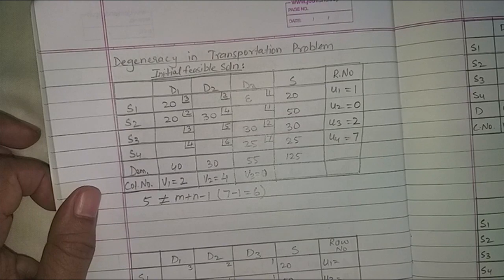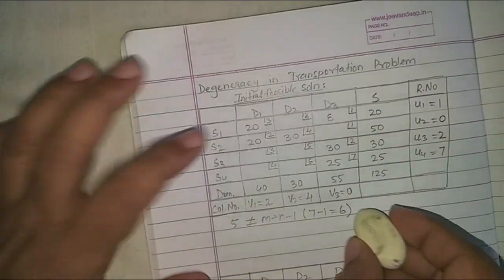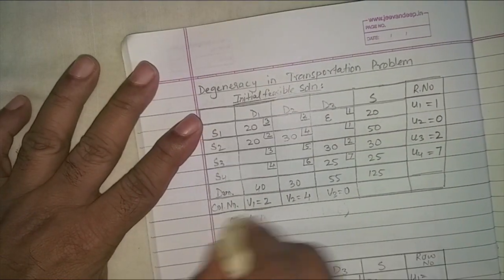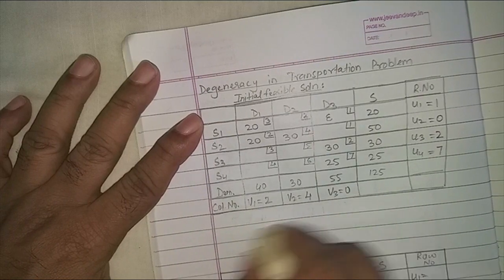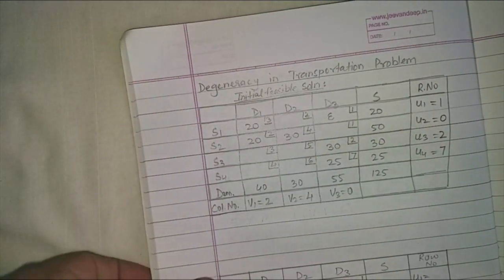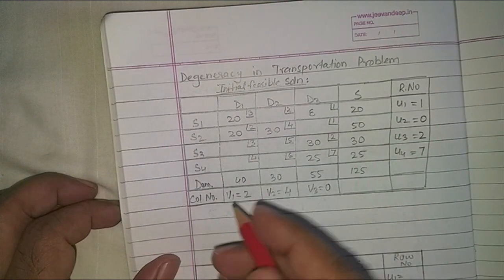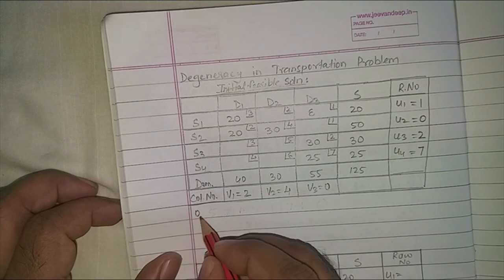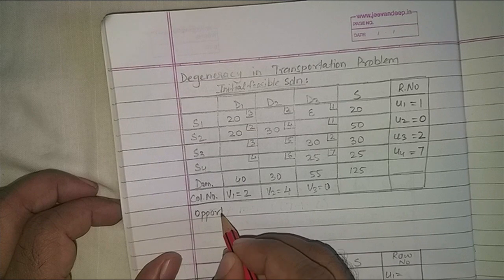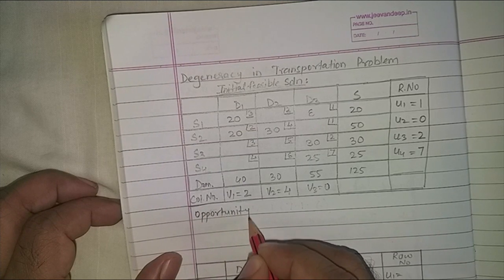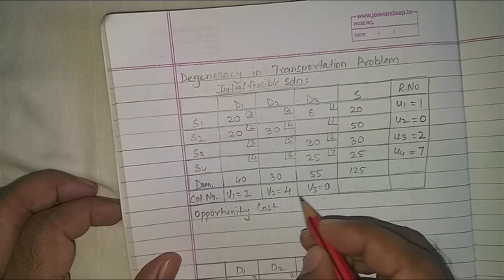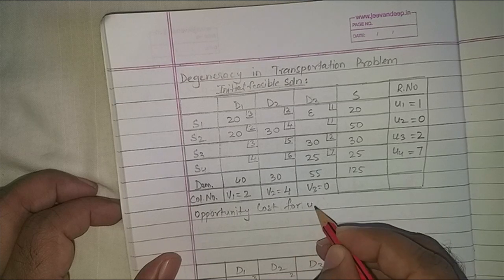Now, once we do this, I will just clean off this one. Once we get the values of the U's and the V's, we are going to calculate the opportunity cost for the unoccupied cells.